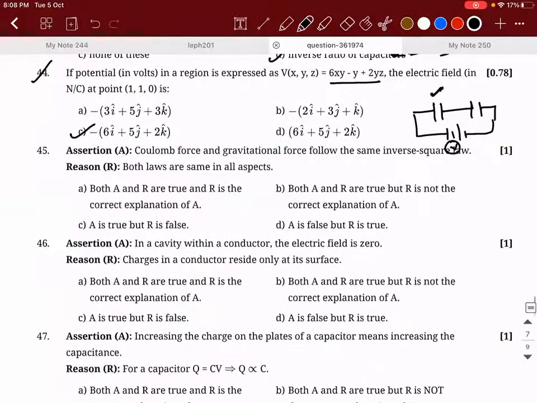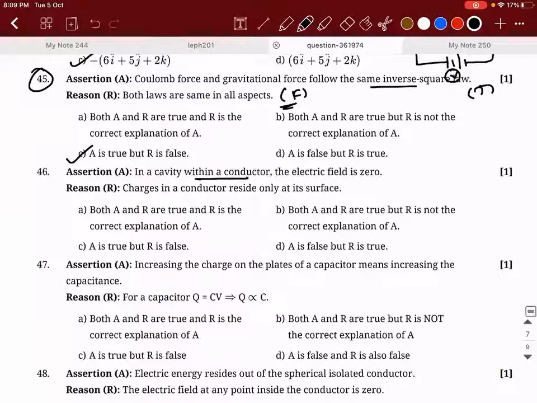Correct. 45. Coulomb force and gravitational force follow the inverse square law. Assertion is true. Reason: both laws are the same in all aspects. Correct? No, sir. False, sir. Because gravitational law is only attractive, whereas Coulomb's law is both attractive and repulsive. So A is true, but R is false.